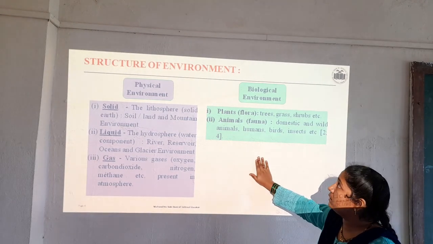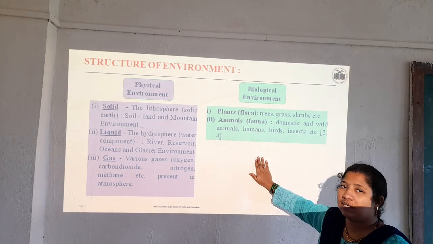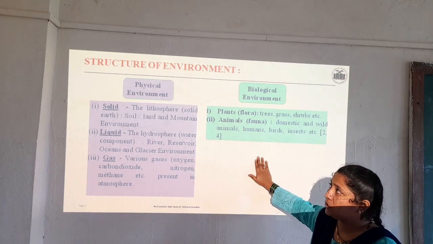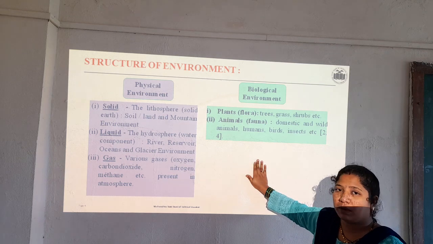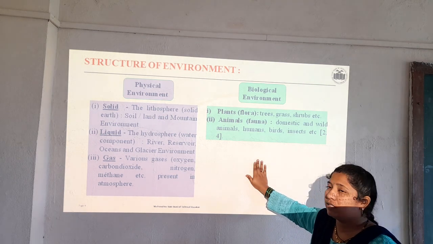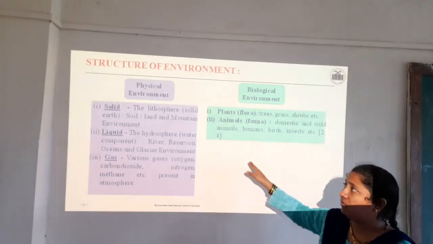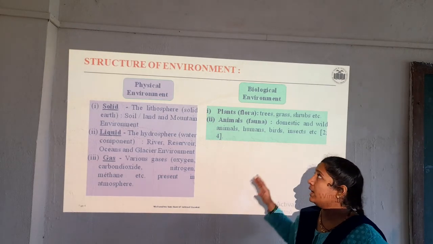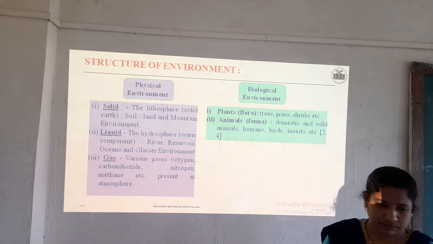Means this is the biological environment, and solid, liquid, gas, it is in the form of physical environment. So this shows the structure of environment. In the structure of environment, we have two parts: physical environment and biological environment. In physical environment, we have discussed solid, liquid, and gas, and in biological environment, plants and animals.